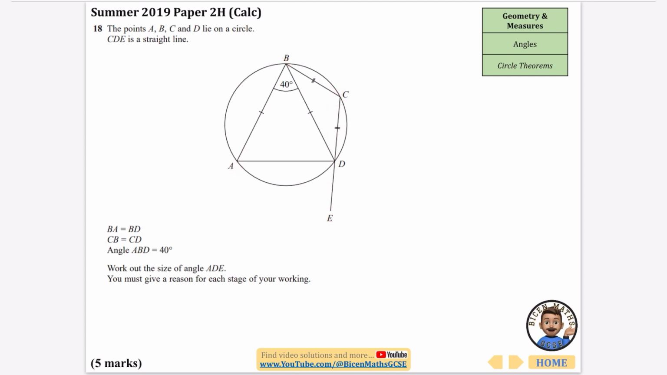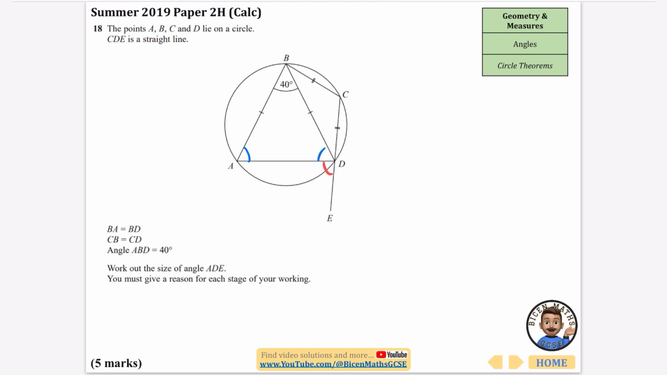They've told us that BA equals BD, so this is an isosceles triangle. And they've said that CB equals CD, so this is an isosceles triangle. And the goal that we have here is to work out ADE. This is the goal that we're going to try and do, and we need to give a reason for each stage in this working. So I'm going to write down these two angles.